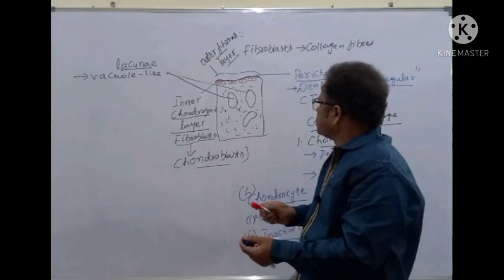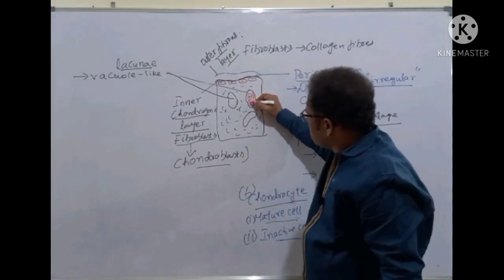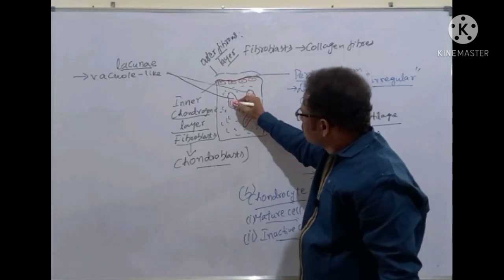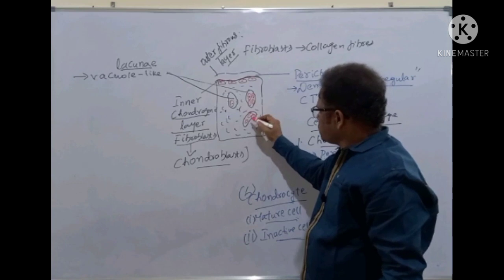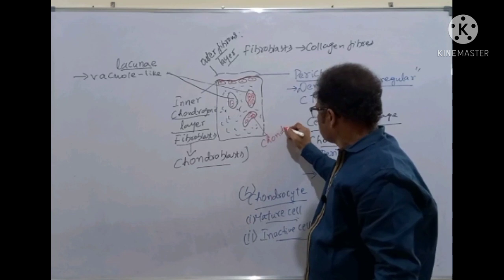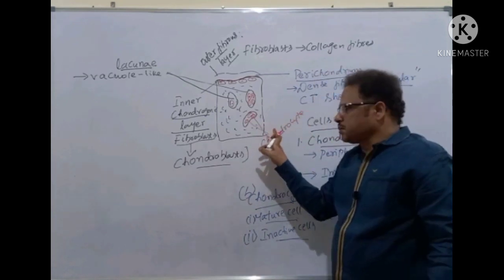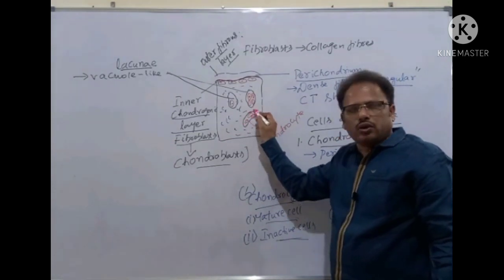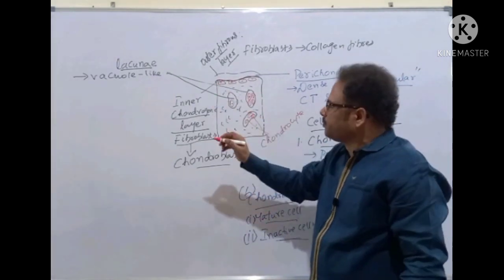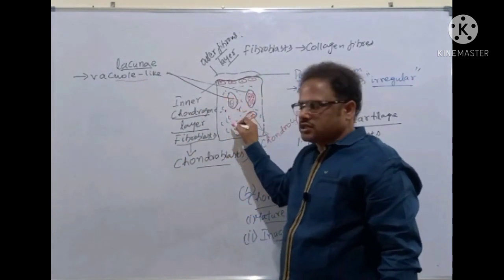Each lacuna contains the chondrocyte. See here, these are the chondrocytes. So these are the chondrocytes present, and this is a lacuna. Where are the chondrocytes present? They are present inside the lacunae. They are entrapped inside the lacunae. They are chondrocytes. And what is a lacuna? A lacuna is a vacuole-like structure present in the extracellular matrix.